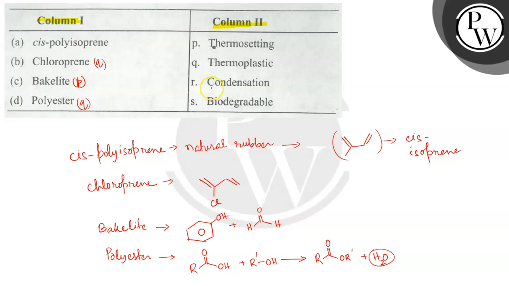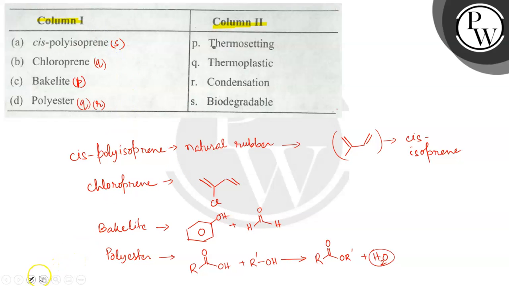Now the next one is condensation. Condensation होता है polyester में, because polyester is formed from condensation polymerization. So we can link R and बाकी तीनों में से कोई भी condensation reaction show नहीं करता. And the fourth one is biodegradable. Now इन चारों में से polyisoprene biodegradable है because this is natural rubber. So we can link this with S.